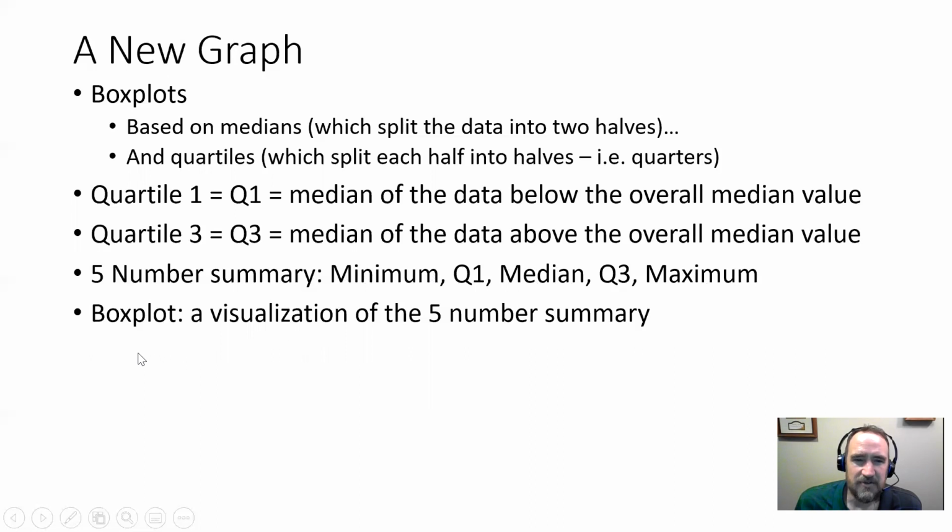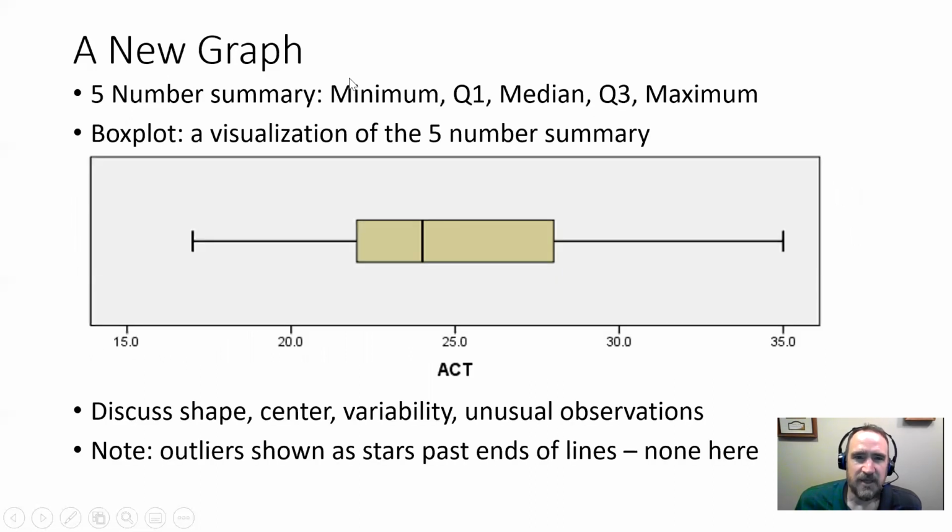We can visualize the 5-number summary in a graph called a box plot. So let's take a look. The 5-number summary is a minimum, quartile 1, median, quartile 3, and max. And the box plot simply visualizes that by putting a mark at each of those. A mark at the minimum, a mark at the quartile 1, a mark at the median, a mark at the quartile 3, and a mark at the maximum.